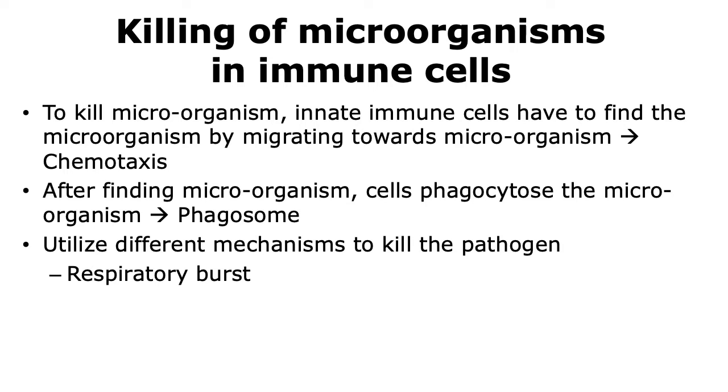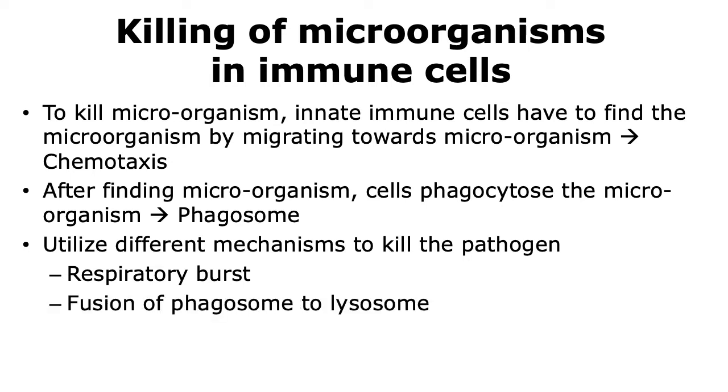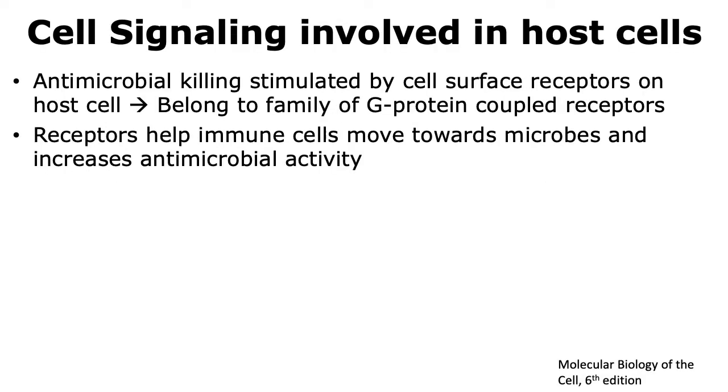Once the organism is in the phagosome, the innate immune cell has different mechanisms to kill the pathogen, and we're going to look at 3 different mechanisms. The first one is a respiratory burst. The next one is the fusion of the phagosome to the lysosome, which we already touched upon a bit in the beginning. And we're going to look at a process called etosis. Before we learn about the killing mechanisms, let us first look at the cell signaling mechanisms involved.